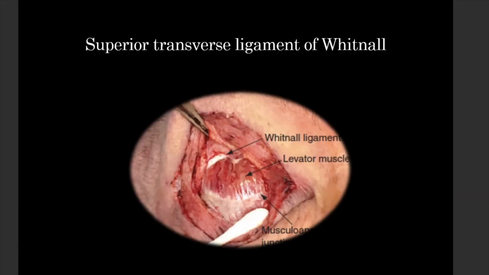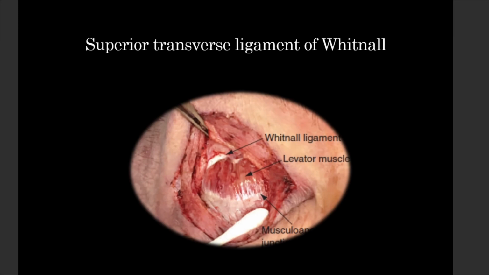And this is the superior transverse ligament of Whitnall. It is a thickened band of orbital fascia, formed by the condensation of the levator muscle, joined medially with that of the superior oblique muscle. Tissue superior to this ligament is muscle, while inferior to it is the aponeurosis. Damage to this ligament will also cause failure of LPS function. So what is the clinical anatomy of Whitnall's ligament here? Is there anything of significance to us, Kimi?